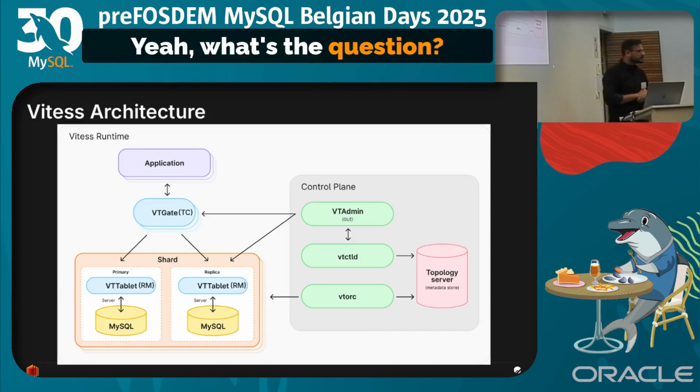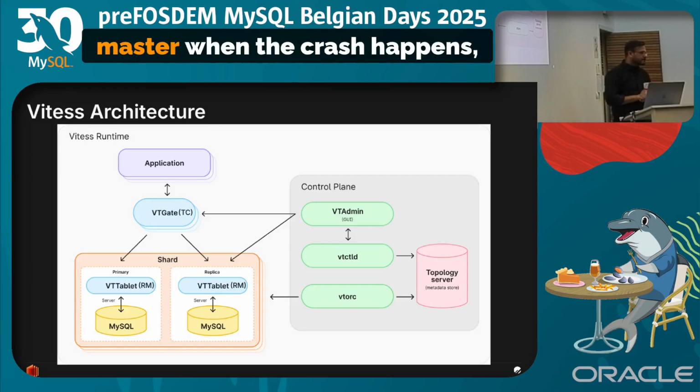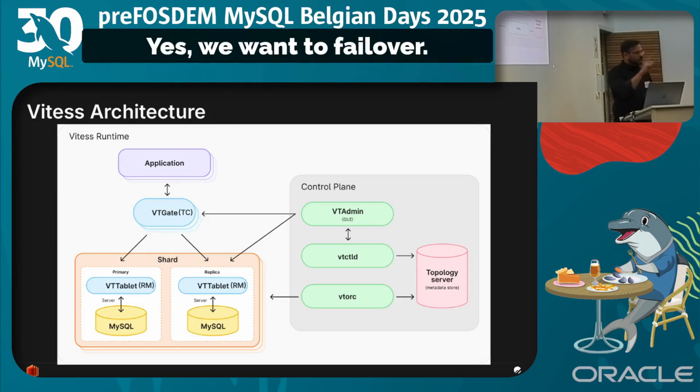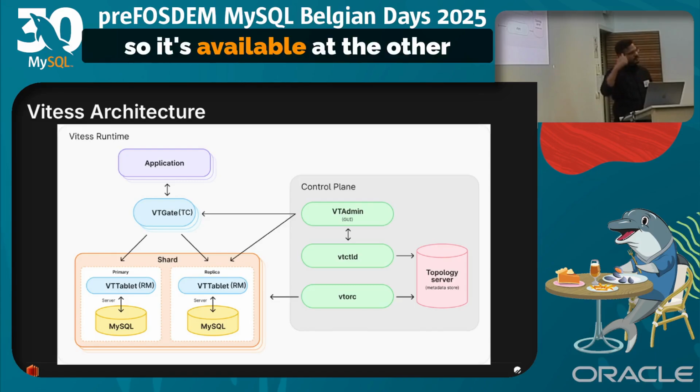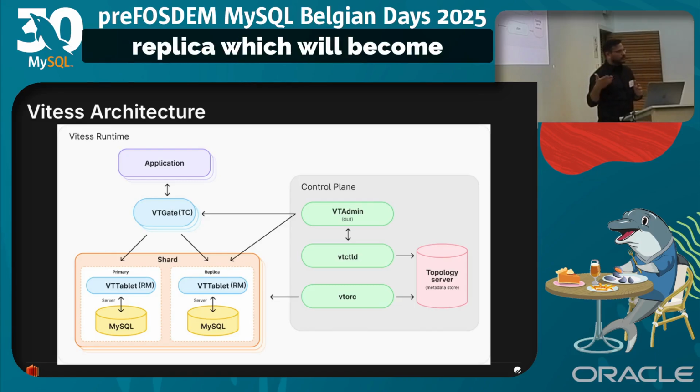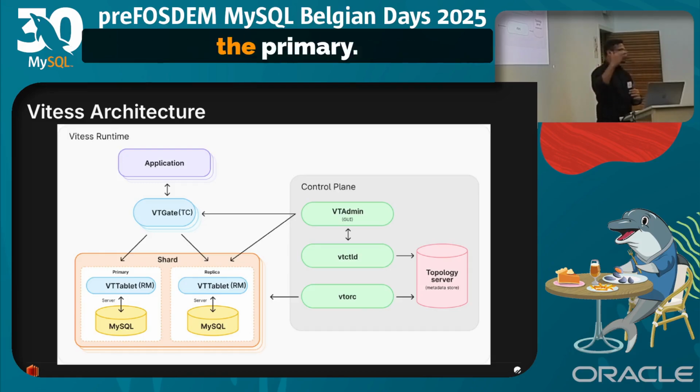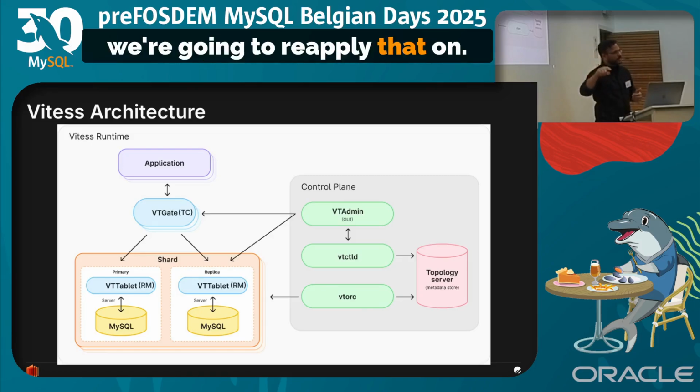Just a question, you're talking about crash recovery and everything, that implies you don't change the master when the crash happens, so you don't do failover. Is that correct? Yes, we're going to fail over. Because it's persisted during the prepare, it's available at the other replica, which will become the primary. So at that point, it will reapply.